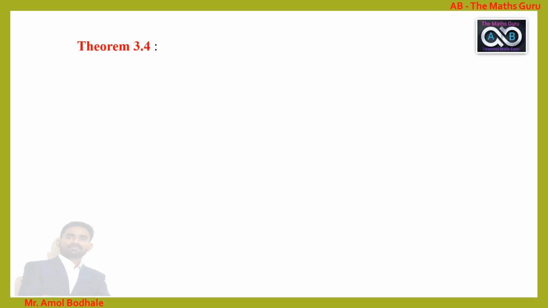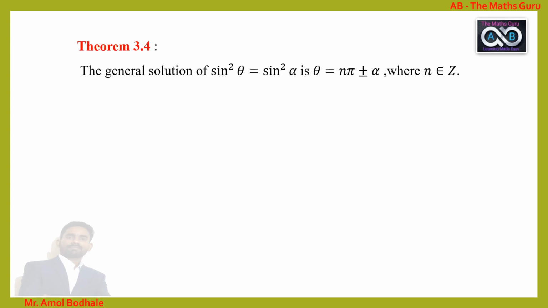Let's see the next theorem. The general solution of sin square theta equal to sin square alpha is theta equal to n pi plus or minus alpha, where n belongs to z. So here given that sin square theta equal to sin square alpha. So if we multiply by 2 to both sides, we get 2 sin square theta equal to 2 sin square alpha. Now we know the trigonometric identities. 2 sin square theta and 2 sin square alpha we can write in terms of cos.